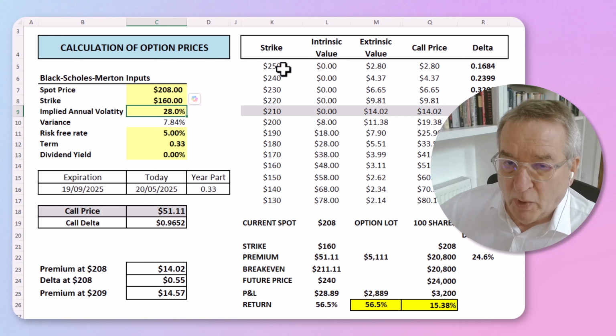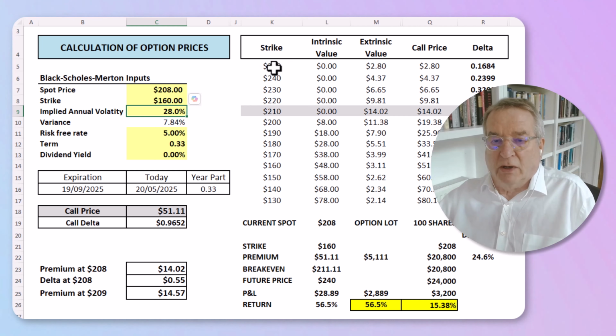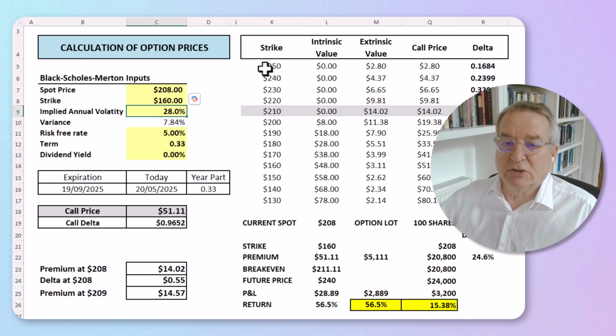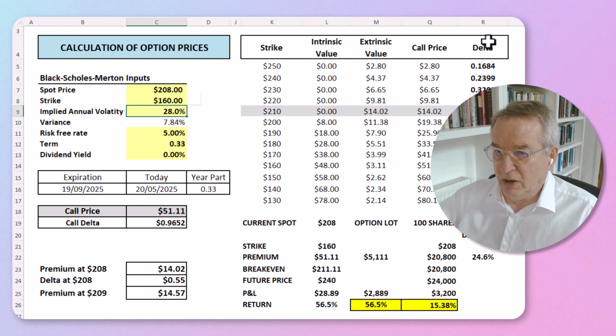And by the way, what we can see over here is that for a variety of strikes, which I've already coded, for example this 250 strike, which is quite a bit above the current spot, so this is an out of the money strike, we can see that the call price is very low. It's all taken up with the so-called extrinsic value. There's no intrinsic value. And we can also see the delta here at 17 cents.